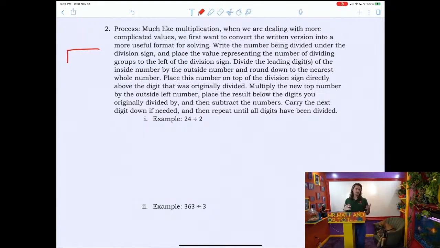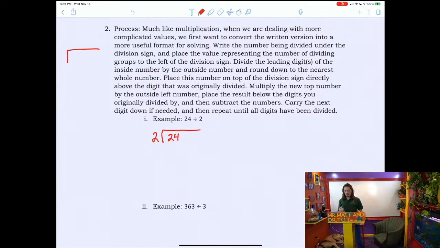So that was a lot. It's a lot easier to understand with a few examples. So the first example here is 24 divided by 2. So 24 is the number being divided into, so I'm going to put it underneath of the division sign. 2 is the divisor, that's the number I'm dividing by. So 24 divided by 2, notice that it's a little tricky because the orientation kind of flips around. But we have 2 on the outside of the division sign and 24 underneath of the division sign.